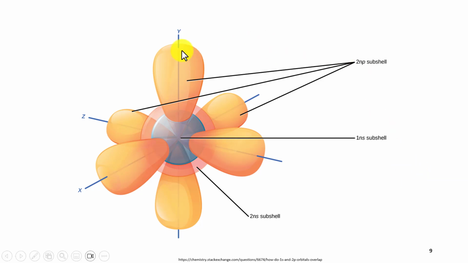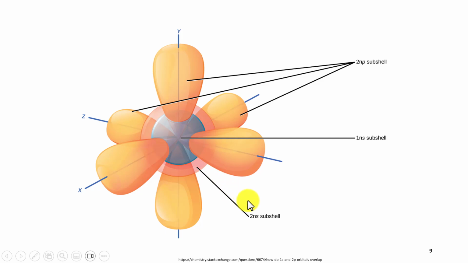I wanted to leave you with this image here. This is sort of a combination of the first and the second energy levels, so n equals 1 and n equals 2, just to give you an idea what they look like three-dimensionally. In the center here is my nucleus. In this grayish blue sphere, this is my first energy level. It's n equals 1, and n equals 1 only has one subshell, the s subshell, and one orbital. So I have only one orbital here, the 1s subshell.